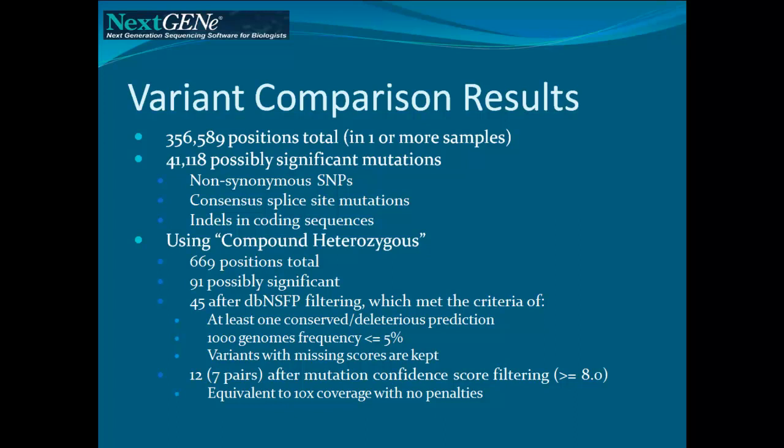Approximately 70% of these had dbNSFP information, and they were filtered out if they did not have at least one conserved or deleterious prediction, or if they had a 1,000 genomes frequency greater than 5%. This filtering left 45 mutations. After some confidence score filtering, there were only 12 mutations left, which made up 7 possible pairs of mutations in 5 separate genes.